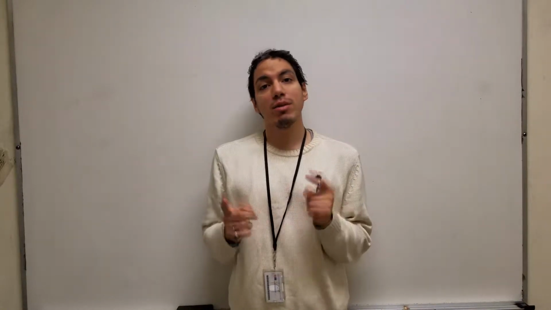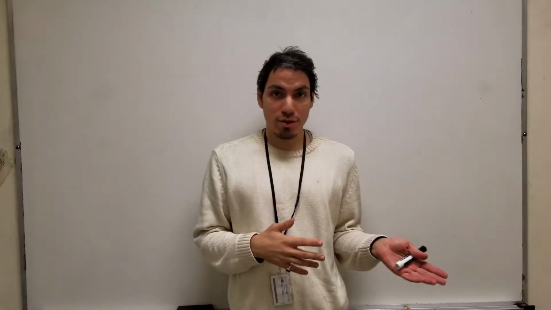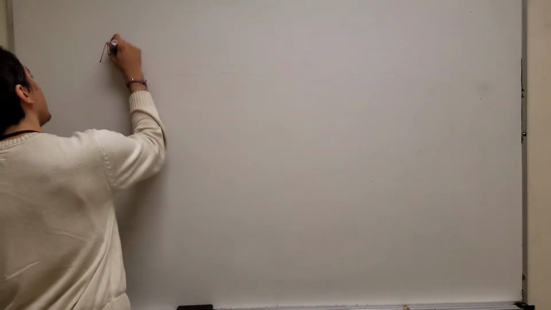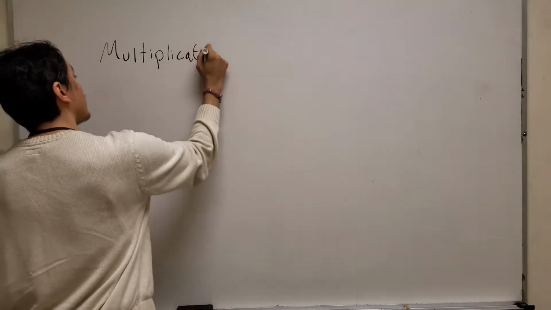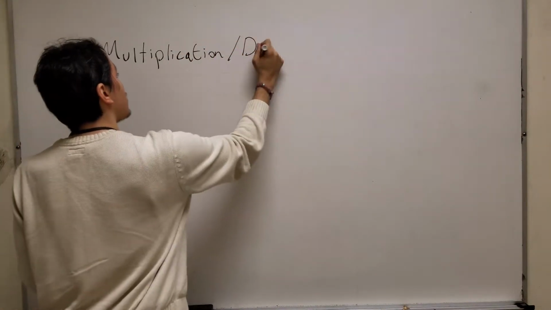So today we're going to talk about another important key factor when it comes to signs, and that's multiplying and dividing numbers with signs, with integers more or less. So what happens? Well, this rule goes for both multiplication and division.